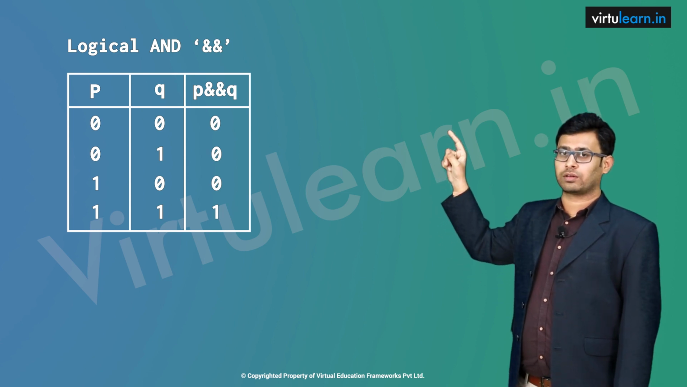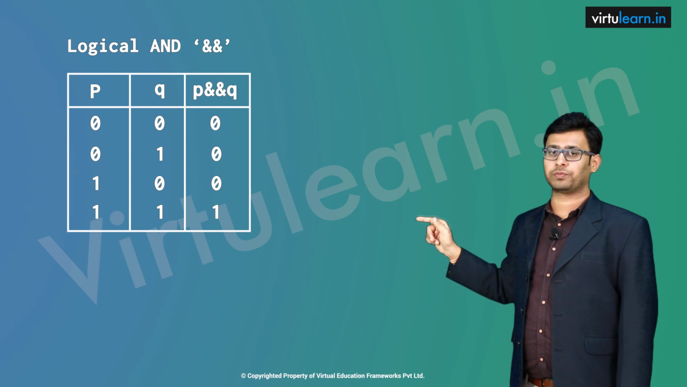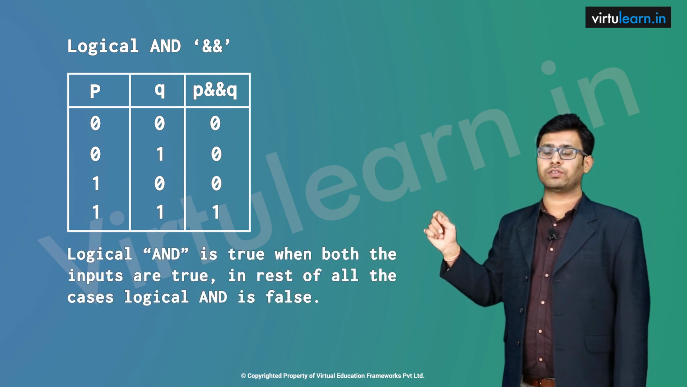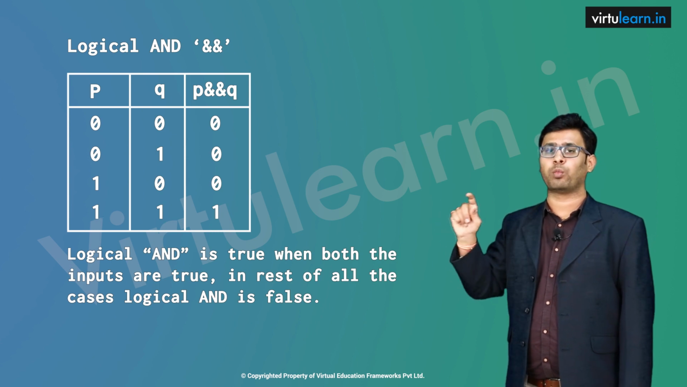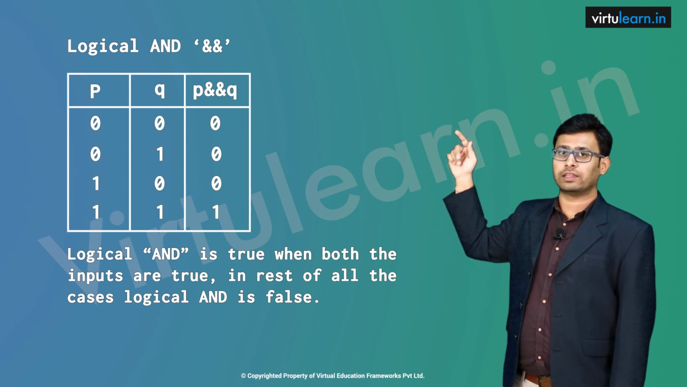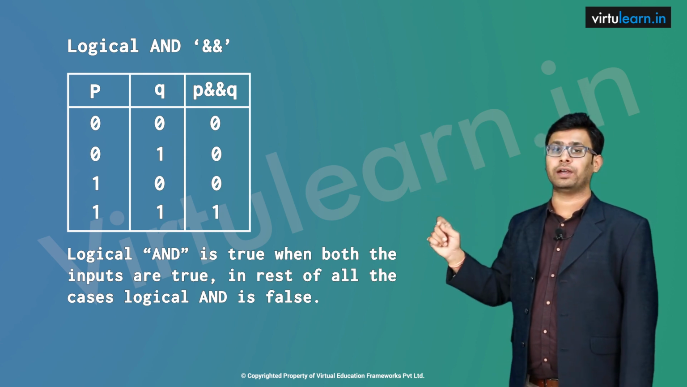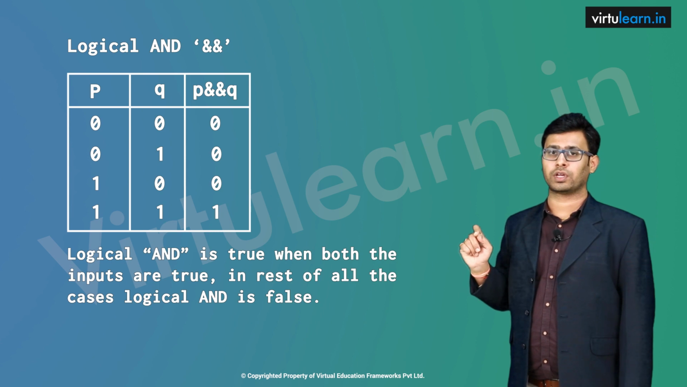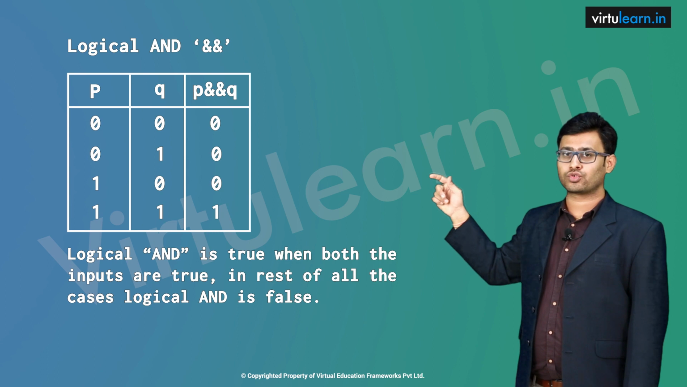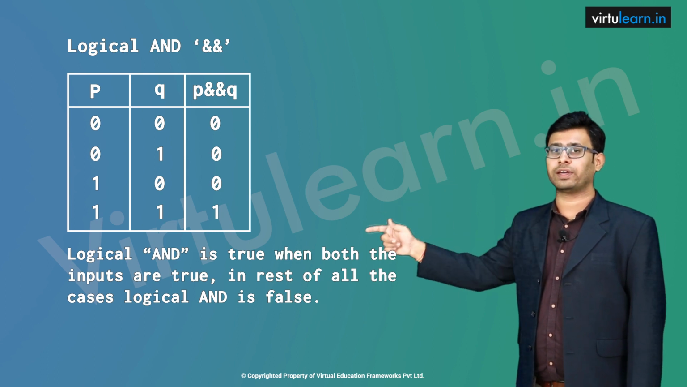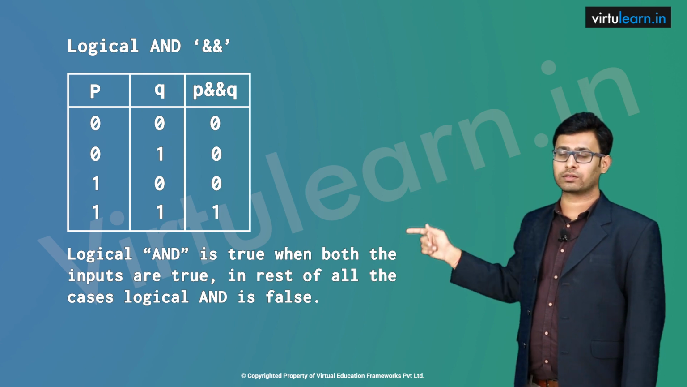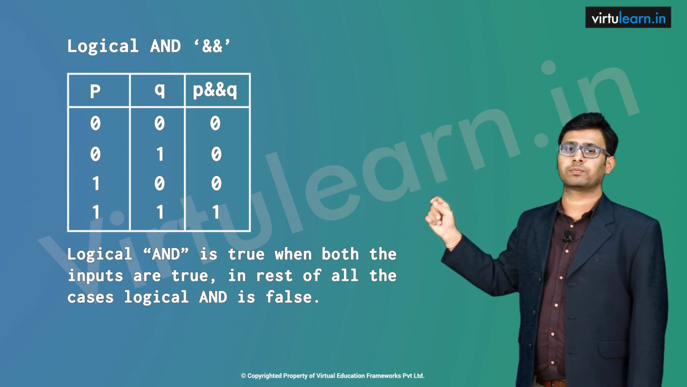By seeing this particular table, we can say that logical AND is true when both the inputs are true. In rest of all the cases, logical AND is false. I'll repeat once again: logical AND is true when both the inputs are true. In rest of all the cases, logical AND is false.